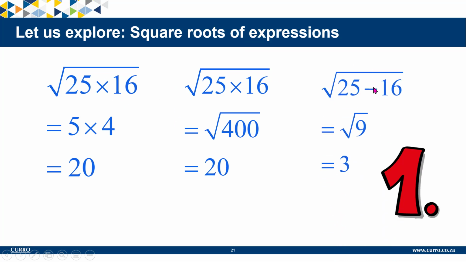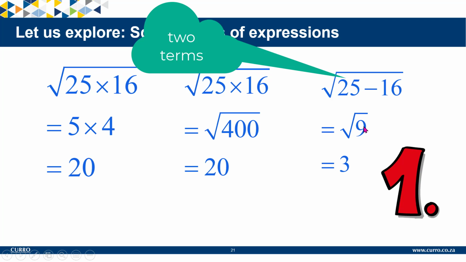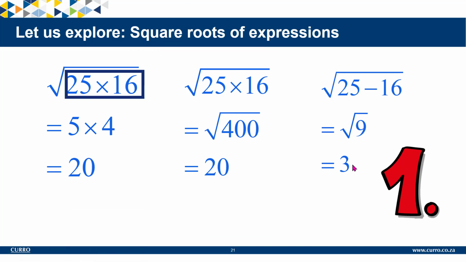But if it's subtraction, we cannot do it separately. We have to first subtract and then square root 9. So what number times itself gives me 9? 3. One term, 2 terms. So 2 terms must first become 1 term before we can square root.